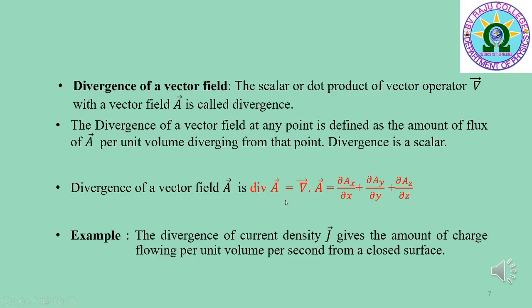Now del bar dot A bar is equal to i bar dou by dou x plus j bar dou by dou y plus k bar dou by dou z dot i bar ax plus j bar ay plus k bar az. On solving, we get del bar dot A bar, that is div A bar, is equal to dou ax by dou x plus dou ay by dou y plus dou az by dou z, which is a scalar quantity. Example of divergence of vector field: the divergence of current density J bar gives the amount of charge flowing per unit volume per second from a closed surface. Current density means the current flowing per unit area.